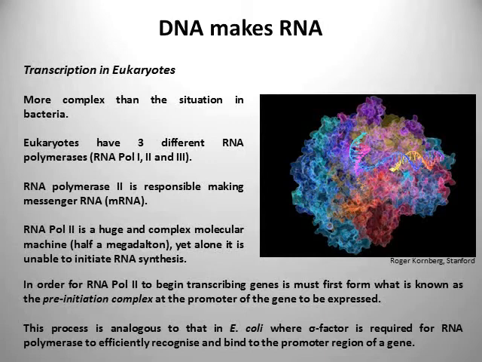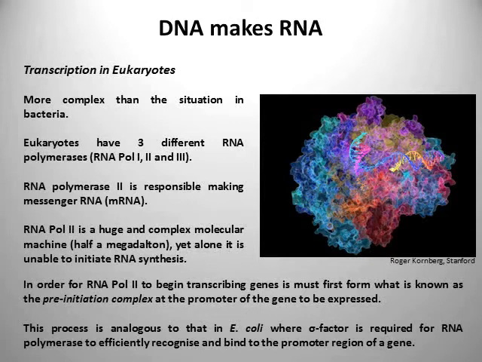RNA polymerase 2 is the RNA polymerase that's responsible for making messenger RNA. So that's the polymerase which makes the RNA that goes on to be protein. We'll talk briefly about what the other 2 do at the end of the lecture. But for the majority of the time we're going to be discussing this, it's going to be specifically referring to RNA polymerase 2. So RNA polymerase 2 is a really gigantic molecular machine. It's the best way of thinking about it. It's about half a megadalton. So it's a huge multi-domain, multi-protein complex.